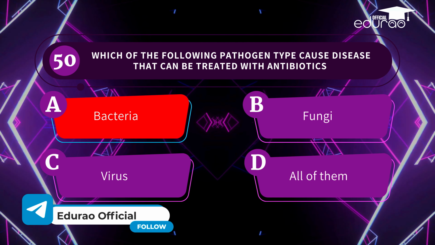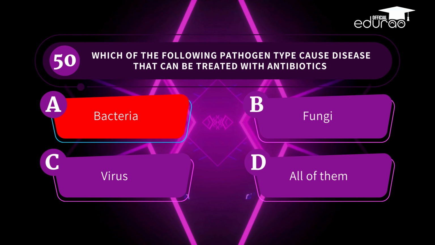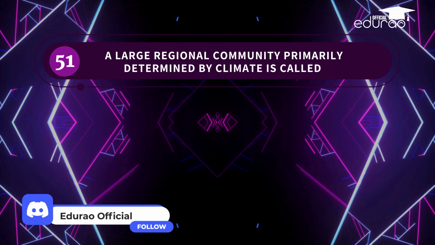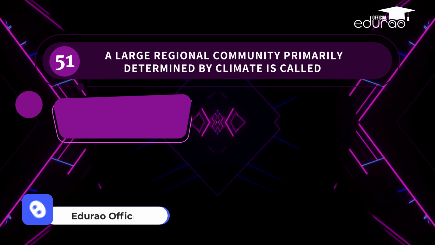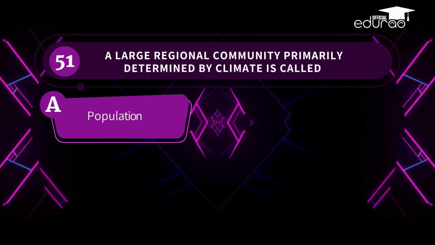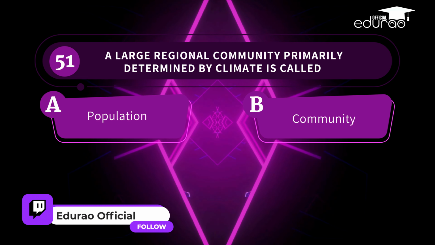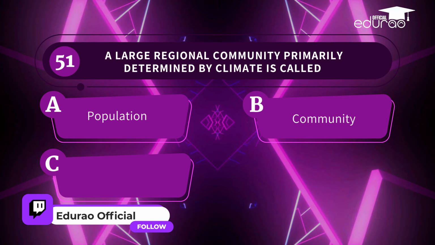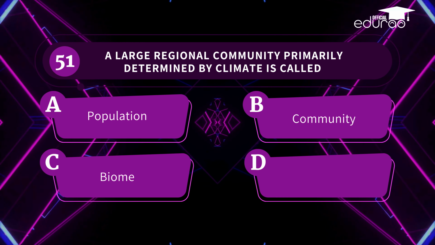You've identified it correctly. The correct answer is bacteria. Question 51. A large regional community primarily determined by climate is called A. Population, B. Community, C. Biome, D. Habitat.